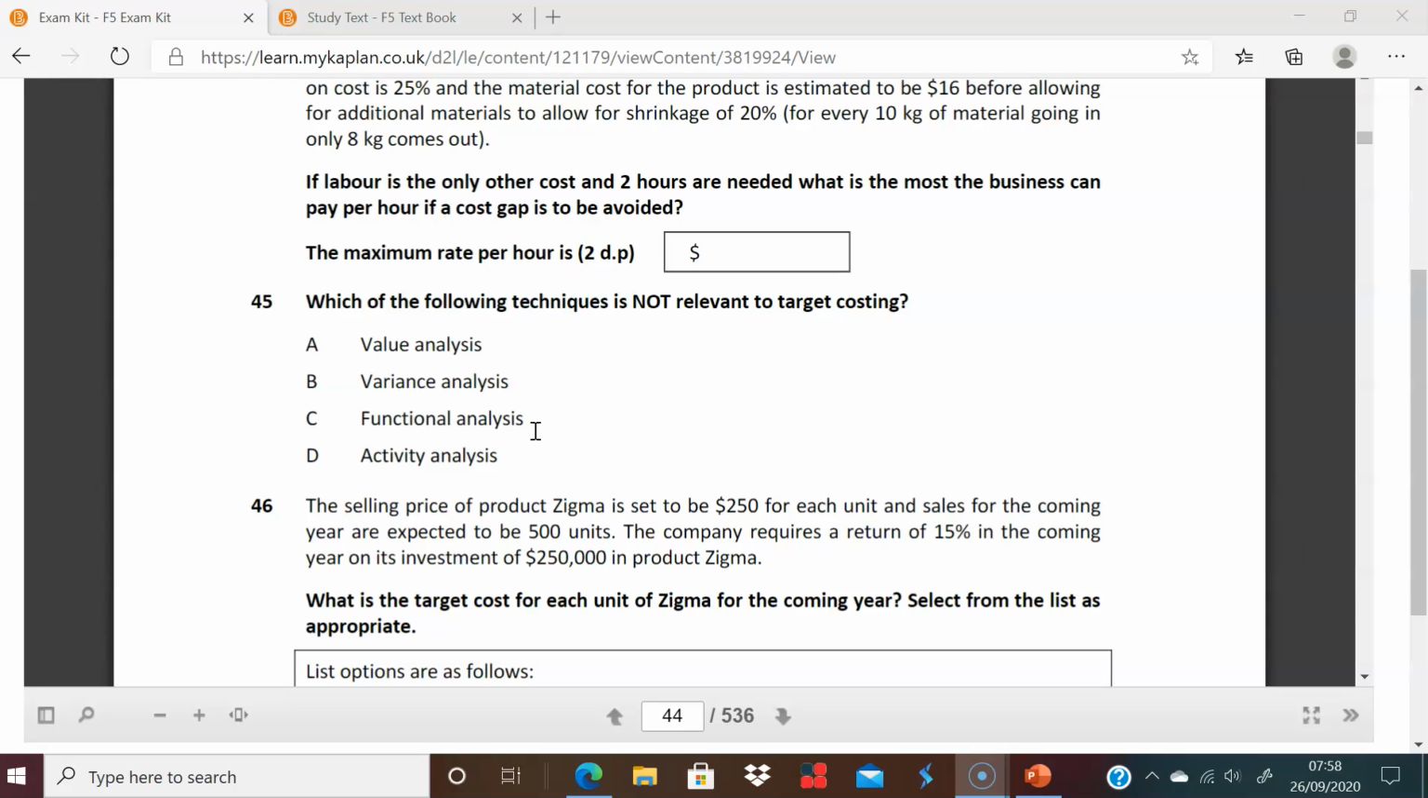B is what is not relevant. I'd just give them that. I think you could almost argue it, but the answer here is B. 45 is B. But it's okay.